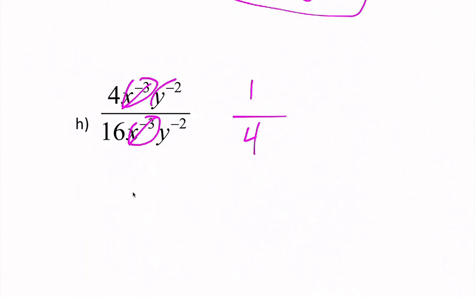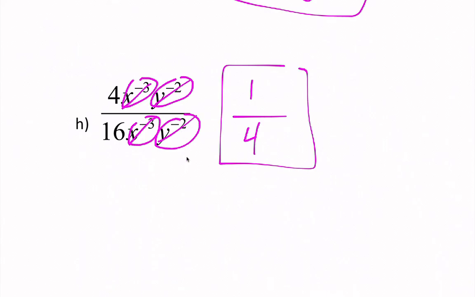Same thing with my y's. On top I have y to the negative 2nd. On bottom I have the same exact thing, so my y's would also cancel. So I'm only left with 1/4.